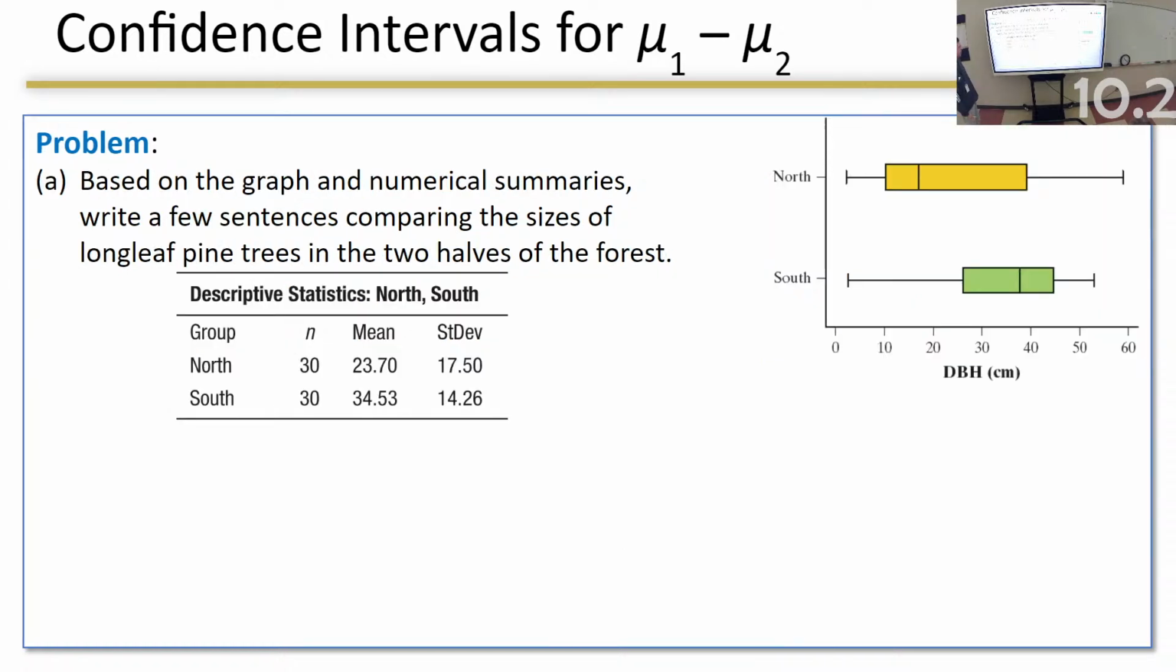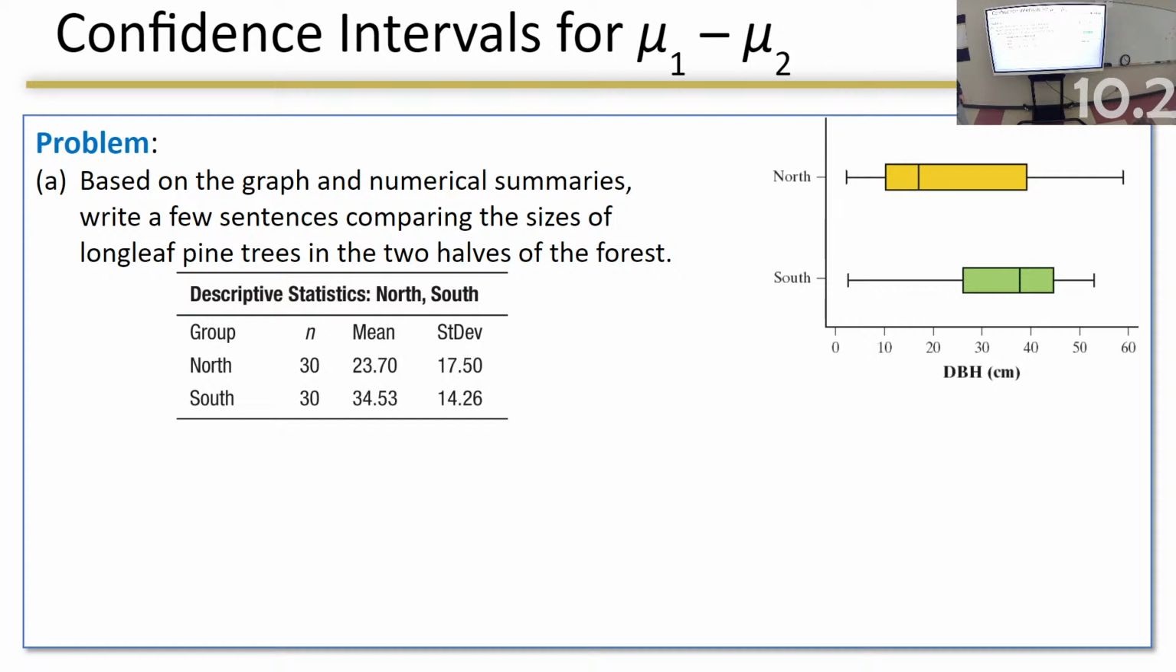Based on the graph and the numerical summaries, write a few sentences comparing the sizes of the longleaf pine trees in the two halves of the forest. We're starting to dig up a bunch of stuff from first semester. When I have to write a few sentences comparing, we better compare three things: shape, center, spread. And then if there's anything weird, and I don't think there's anything weird.